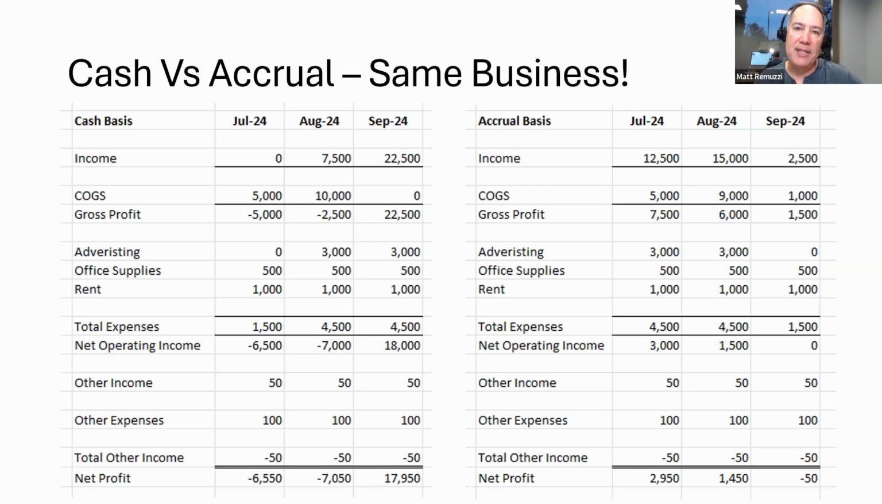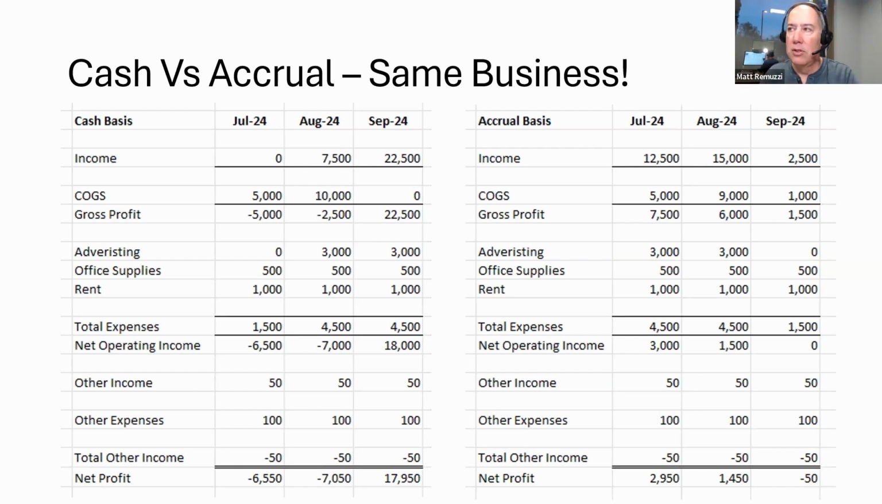So that's the cash basis story of this business. And it is accurate and it is correct. And that is what happened on a cash basis. But because the timing of how their business works doesn't line up between income and expenses, it doesn't give you a very good idea of how the business is actually doing. So now if we look at the accrual side, we can see more realistically what happened with this business.